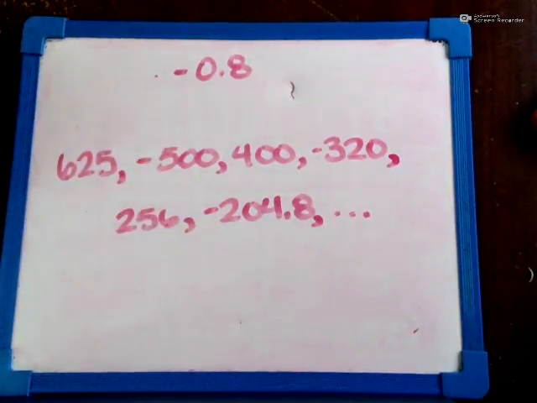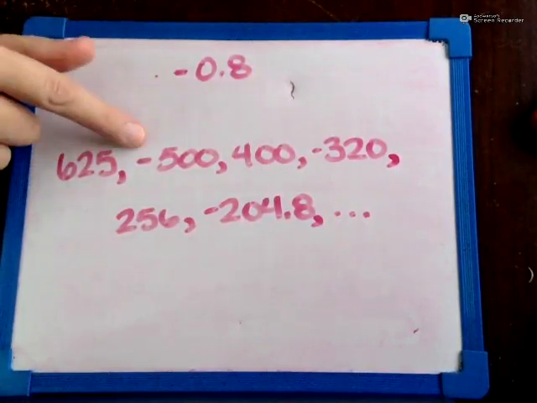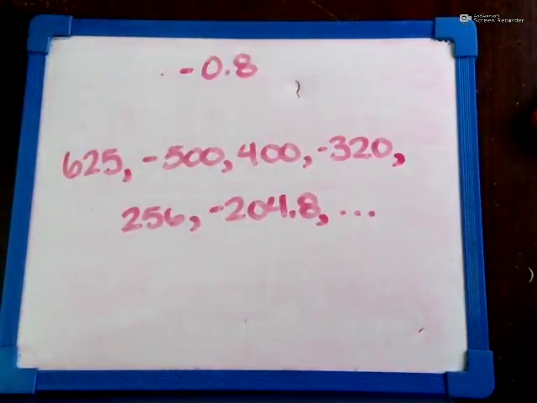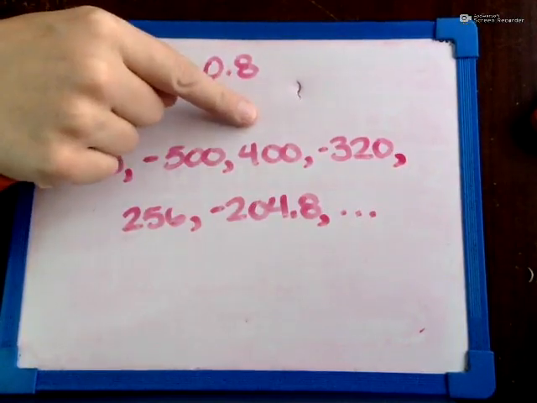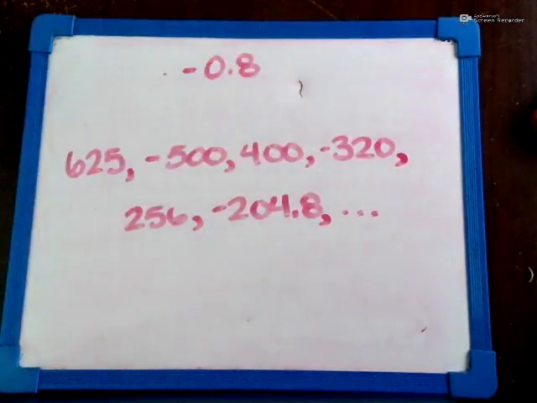The only part of this that makes sense to my non-math brain is that this must be geometric because it's flipping from positive to negative every time, so it's multiplying by a negative. So positive times a negative gives you a negative, negative times a negative gives you a positive, positive times a negative gives you a negative. That's the only part of this that clicks in my brain.